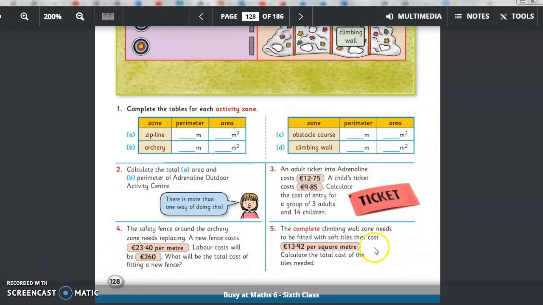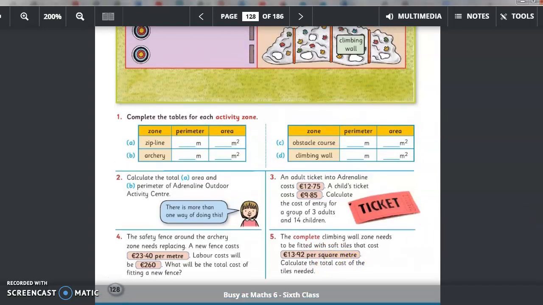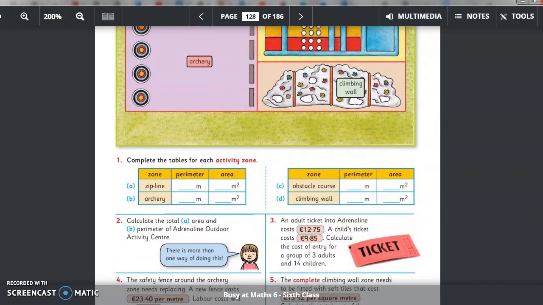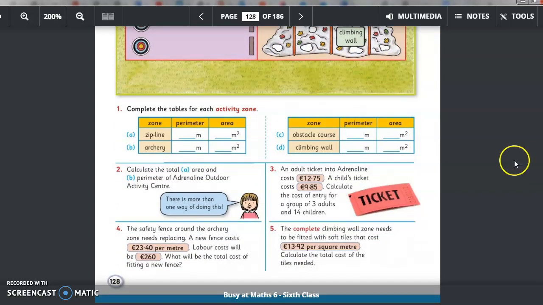Question 5. The complete climbing wall zone needs to be fitted with soft tiles that cost €13.92 per square metre. Now there's a clue, per square metre, so we know we're talking about area. Calculate the total cost of the tiles. So you need to find the area of the climbing wall. So remember, the length by the width will give you the area. Then you need to multiply that by the cost per square metre. You can use a calculator to do all of these.